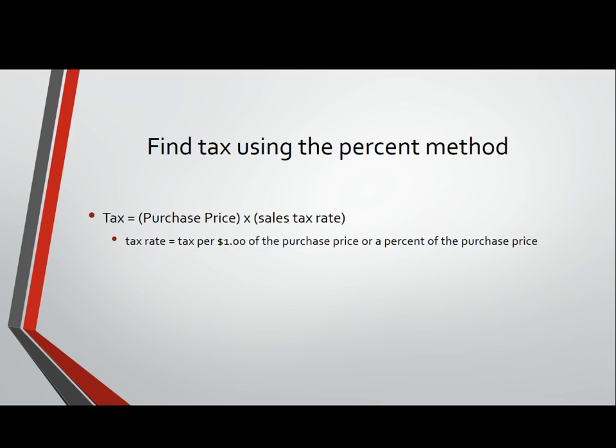Okay, so the way you find the amount of tax you need to pay is pretty straightforward. It's just like the percentages that we've been talking about. The sales tax rate will be given to us as a percent, so you'll convert it to a decimal, and then you'll just multiply it by the purchase price.